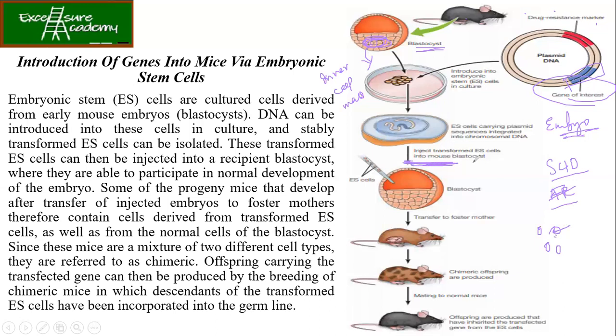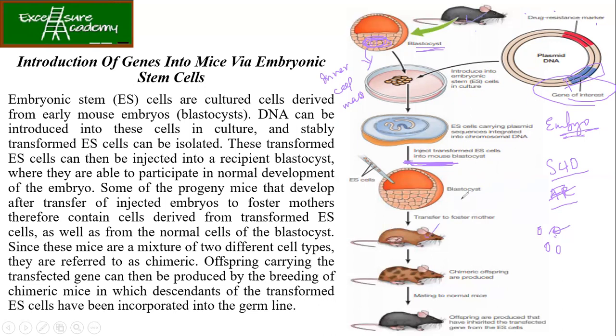Only the transformed embryonic stem cells will be taken. Now it is inserted back into the foster mother. We will not put it back into the one from whom we took it; it goes to the other mother. So it is transferred to the foster mother, or we can say surrogacy. Then after so many generations, chimeric offspring are produced.